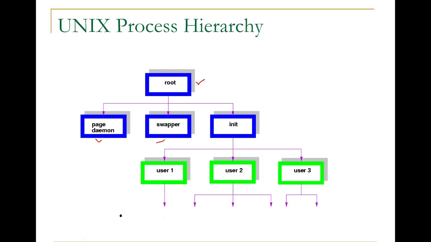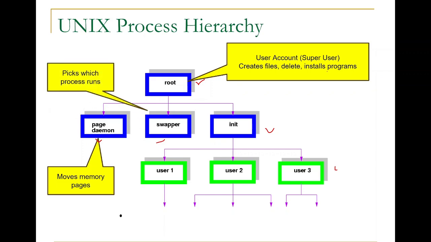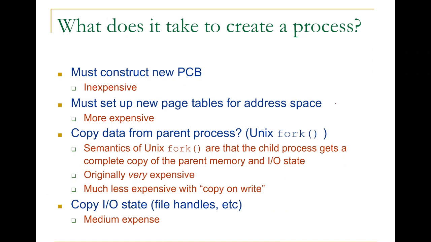Then you have the swapper that moves a page from one environment to the other. You could move it from the main memory to the cache or to the registers. Then init is our parent process that creates other sub-processes. These are child processes that are going on here. Just like we said, the root is the user account. The super user creates files, deletes, and installs programs. The page daemon moves memory pages, and the swapper picks processes and runs them. Then we have the first process created, the parent process, and we have the child process.